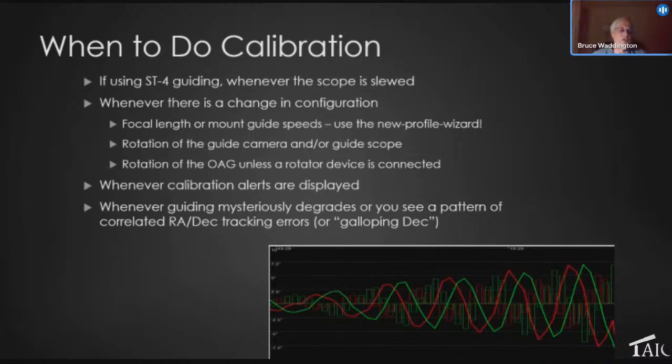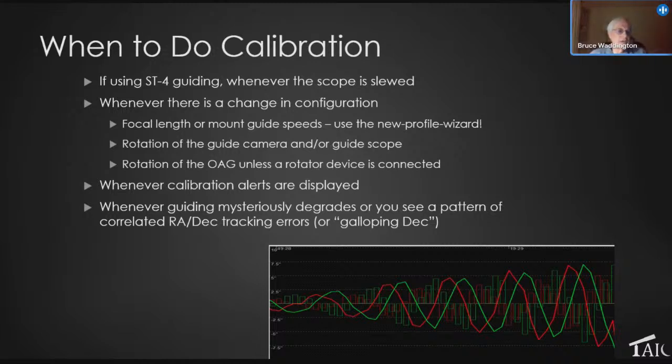Beyond that, you're going to need to redo a calibration whenever you make a change in the configuration. That would mean you're using a different focal length, a different guide camera, or you've changed the mount guide speeds. And the easiest way to deal with all that is just to rerun the new profile wizard, because that wizard does a lot of work for you. It not only digests all this new information, but it recalculates what all of the settings should be for the actual guiding. And if you try to do this by hand, you're probably going to miss things and you're going to end up chasing your tail. It's much quicker to just use the wizard and be done with it.